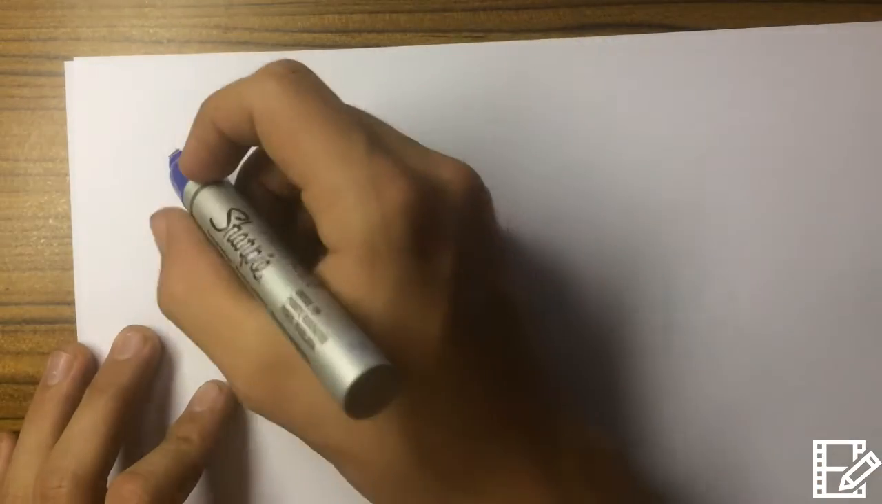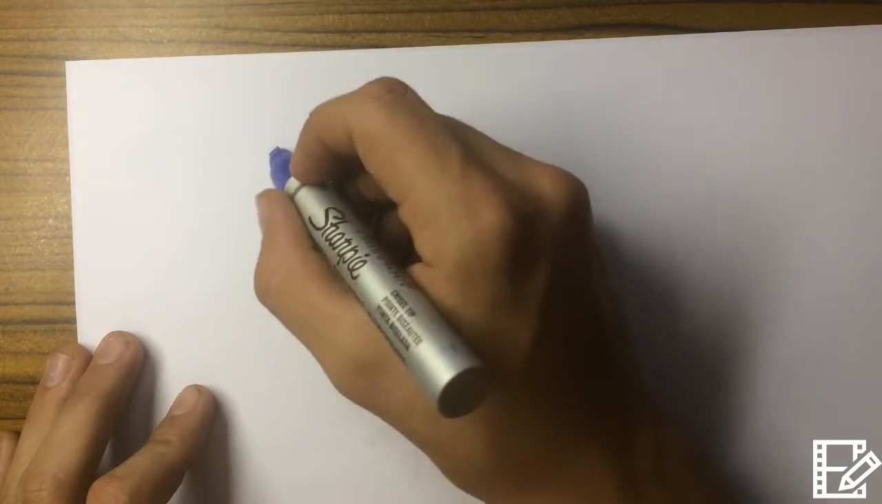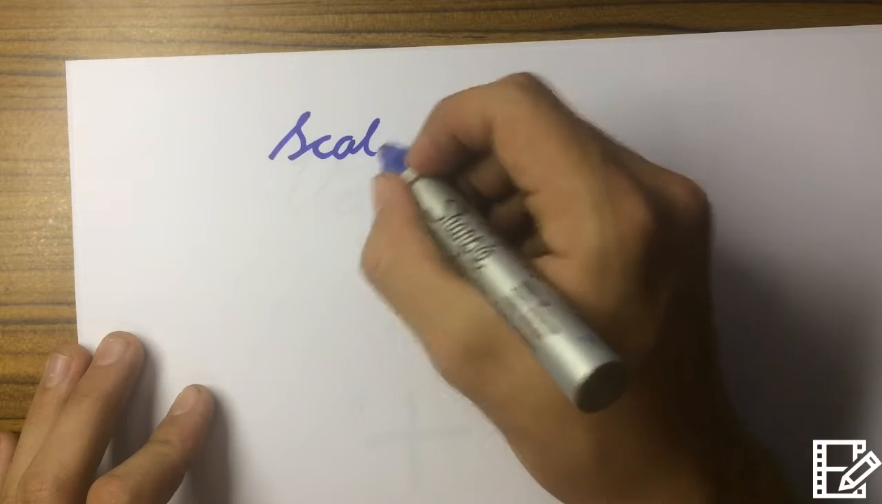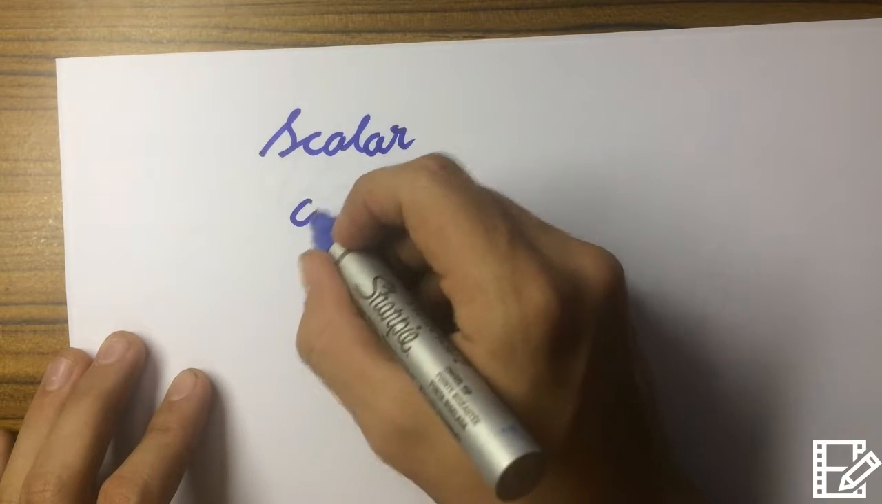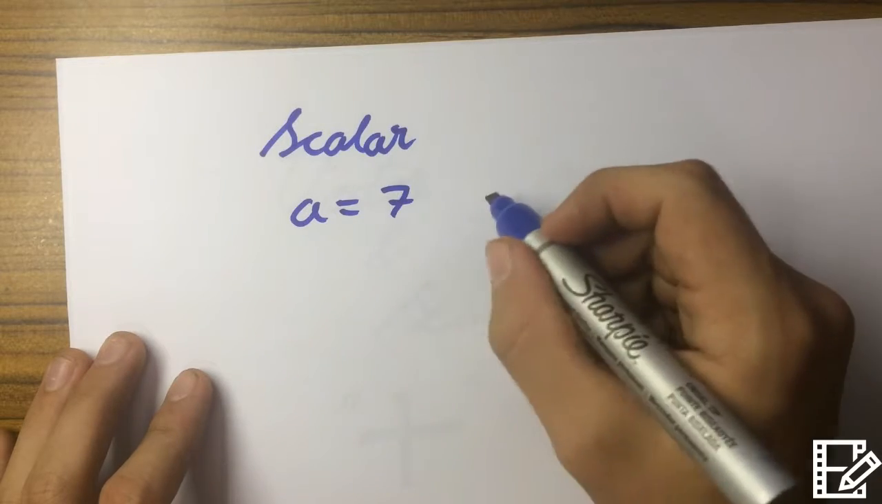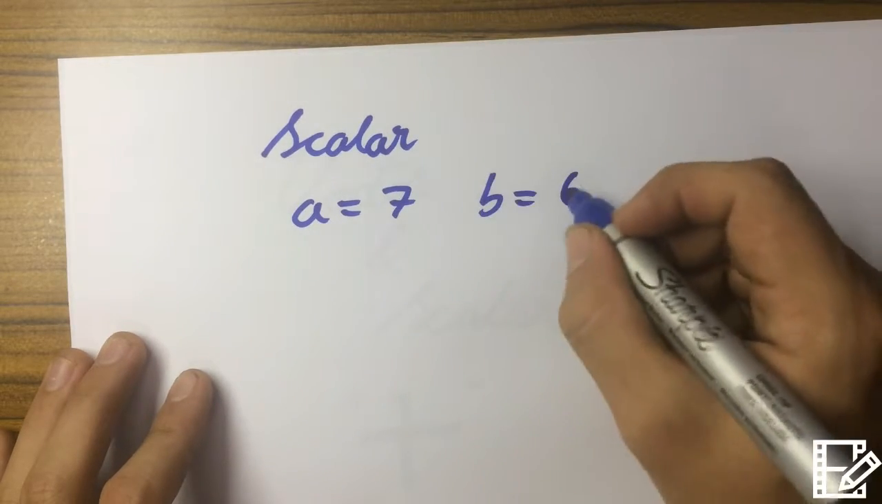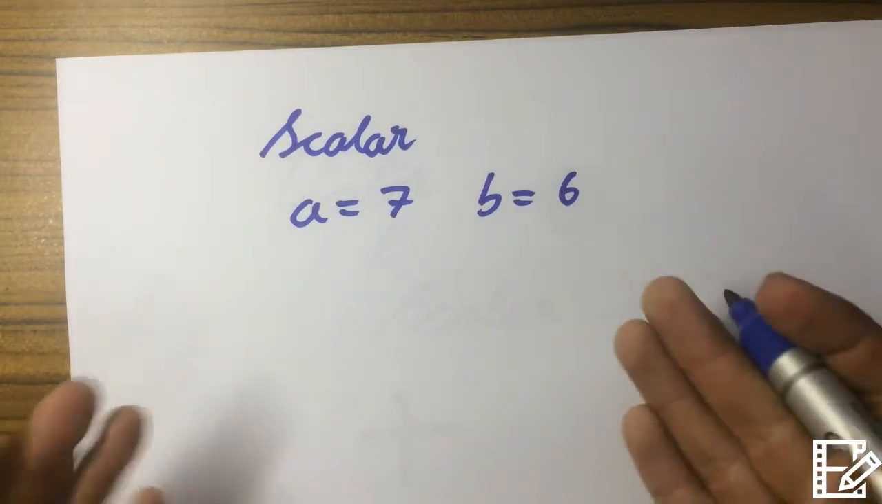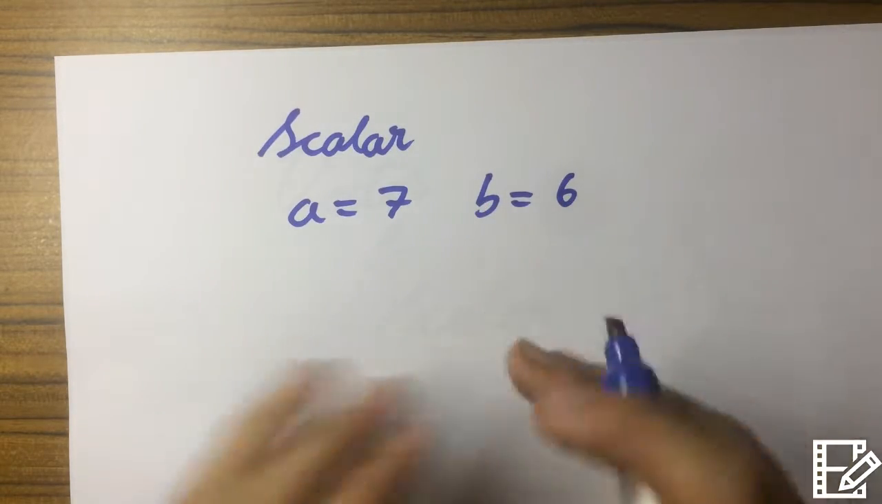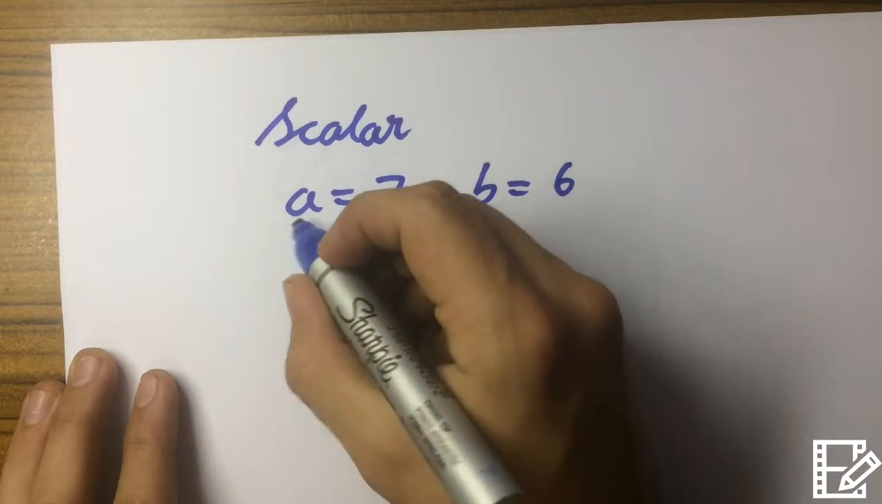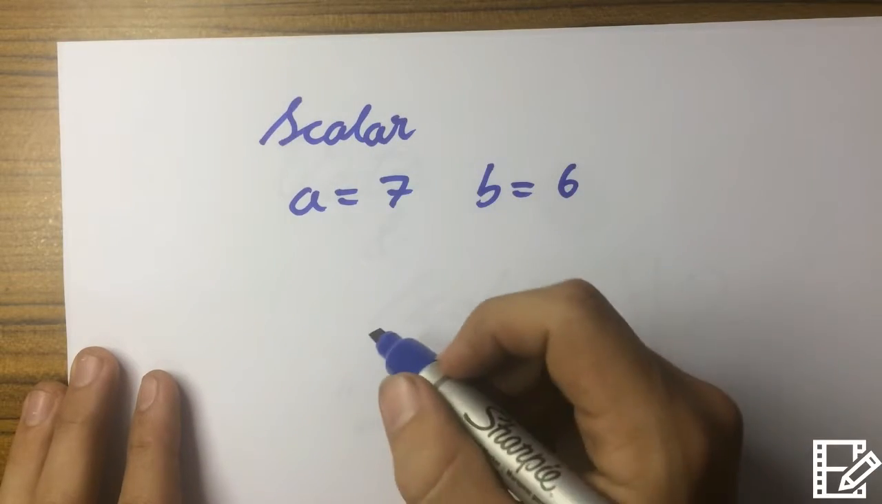So here we have, let's say, scalars. We'll start with scalars. Let's say A equals 7, B equals 6, because a scalar quantity is just an amount. The amount of A is 7, and the amount of B is 6. See, no squiggles or arrows, so this is a scalar value.